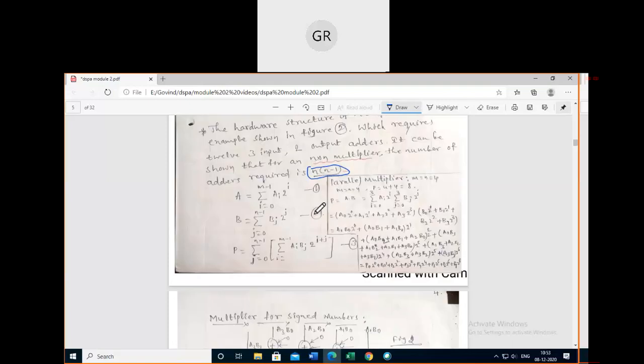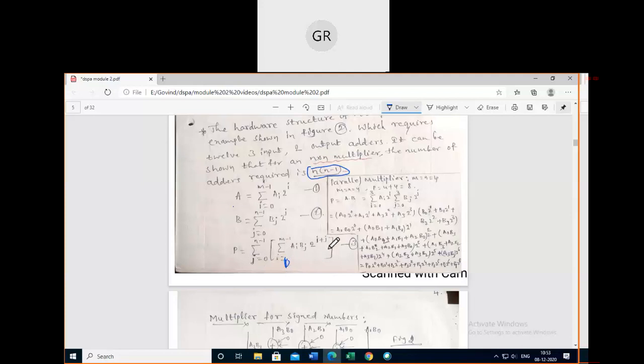Here if you consider A is equal to the summation of i equal to 0 to m minus 1 of ai 2 raised to i, and B is equal to the summation of j equal to 0 to n minus 1 of bj 2 raised to j, this is the multiplication: P equal to the summation of j equal to 0 to n minus 1, summation of i equal to 0 to m minus 1, ai bj 2 raised to i plus j.